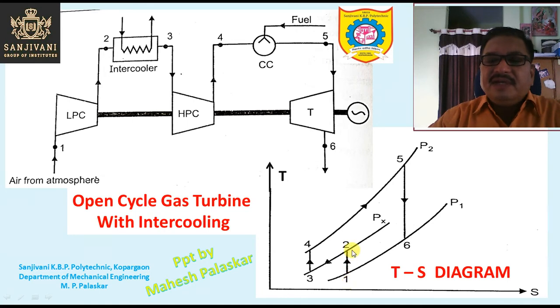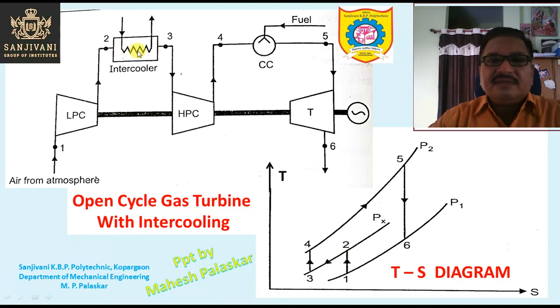During the process 1-2, due to compression, the pressure increases from P1 to say Px. Px is the intermediate pressure, right? Temperature also increases from T1 to T2, right? But during the process 2-3, cooling takes place, that is the intercooling, right? And the temperature decreases at constant pressure from T2 to T3 in the intercooler.